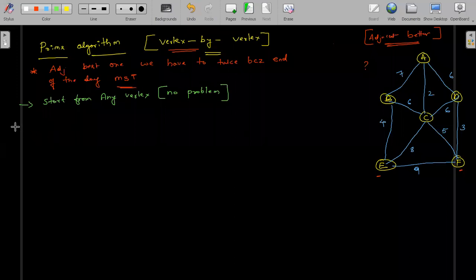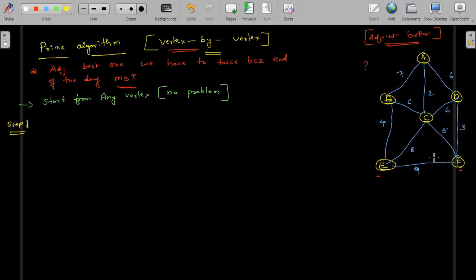Now, step one. Everybody observe here. Step one, step two, I will make it clear. What will we do in step one? Basically, we are going to take one edge. Sorry, we are going to take one vertex. So what is that vertex? If you want, you can select A. If you want, you can select D. If you want, you can select C. If you want, you can select B or E or F.